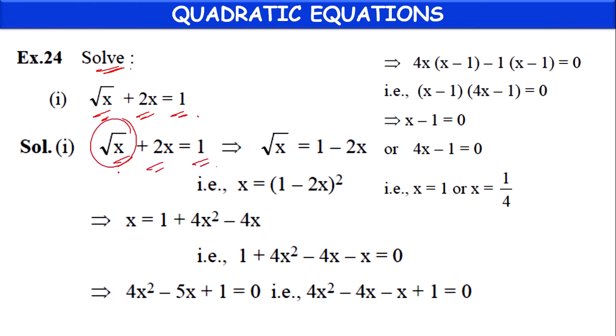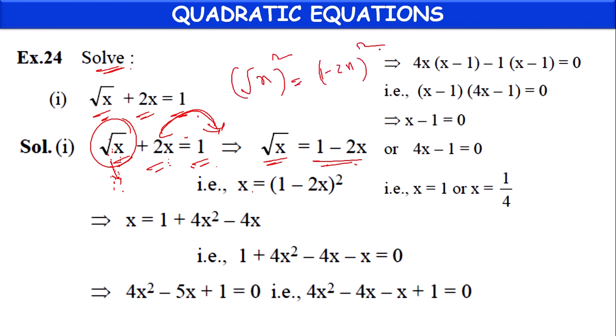We have a square root term. In one term, we have the variable under the radical sign, under the square root. So we have to remove this square root. Except this radical term, the remaining terms we will take to one side. So this 2x we will send to the RHS. Then root x equals 1 minus 2x. Now if we square both sides, root x whole square equals 1 minus 2x whole square. To remove this square root, we have to square both sides.